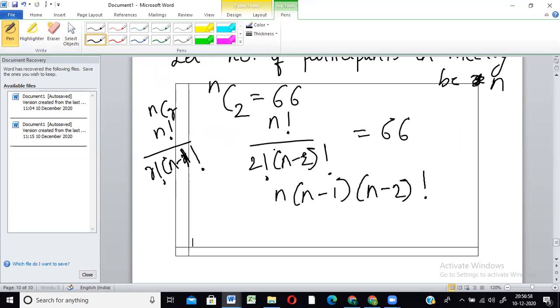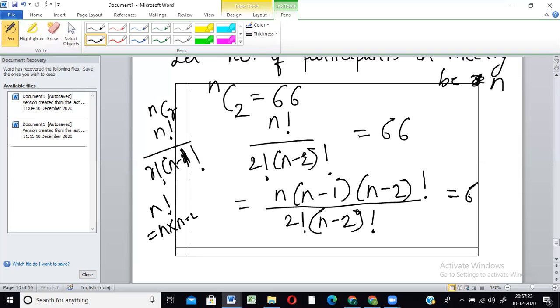I'm just splitting that n factorial as n into n minus 1 into n minus 2 factorial. I had given you that formula in the very beginning of this lesson. N factorial can always be written as n into n minus 1 into n minus 2 into n minus 3, and so on, down to 3 into 2 into 1. So I am just stopping at n minus 2 factorial because I know that is there in the denominator, which is going to help me. This is equal to 66.